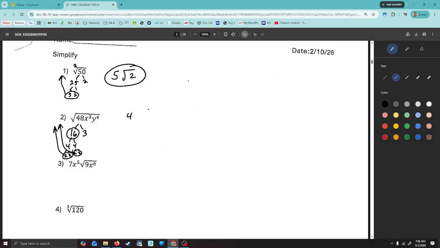So 4. Now, x cubed, the problem with x cubed is 3 x's. Because there's 3 x's and it's a square root, I just need 2 of them. So one's going to be on the outside and one's going to be left on the inside. For y to the fourth, that's 4 y's. Because there's 4 y's, one pair here, one pair here. There's none left over inside. So 4xy squared, square root of 3x is the leftover 3 here and the leftover x here.